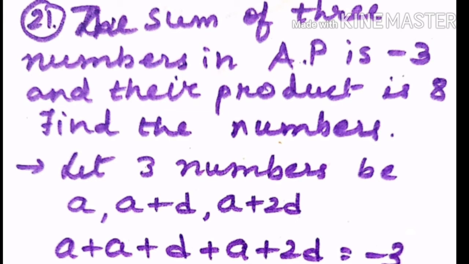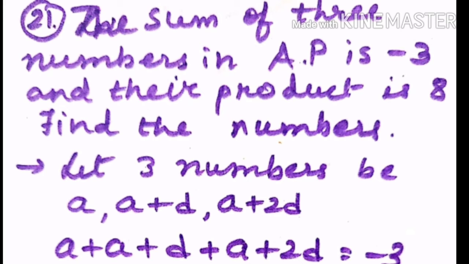Now we come to question number 21. The sum of the three numbers in AP is minus 3 and their product is 8. Find the numbers. So let the three numbers be A minus D, A, and A plus D. First of all, we have to take three numbers in our AP. Whenever AP is given in the question, you need to understand that every time you add D to it, you get the next term.